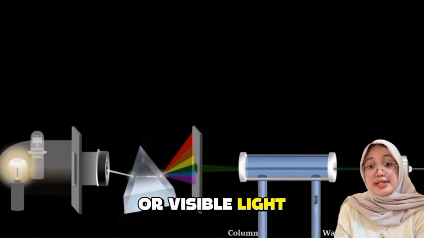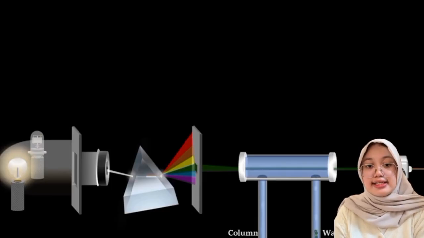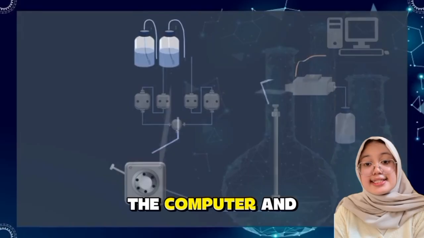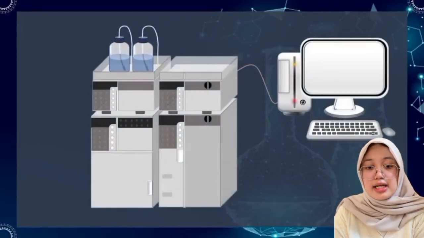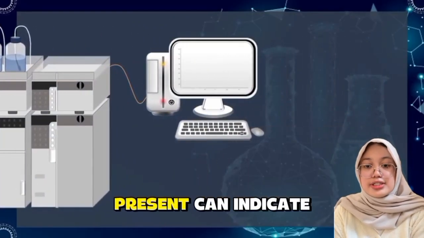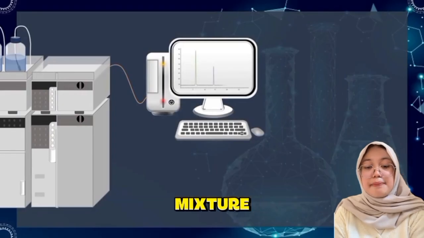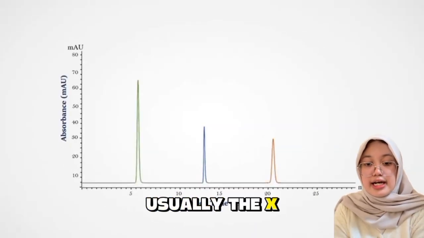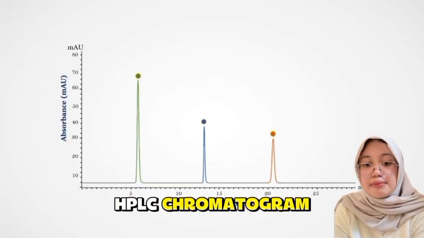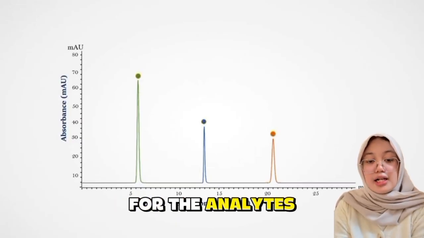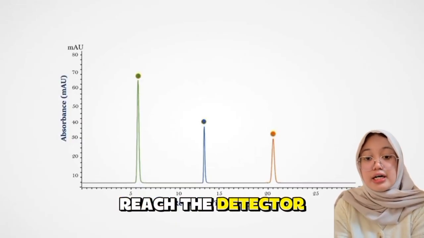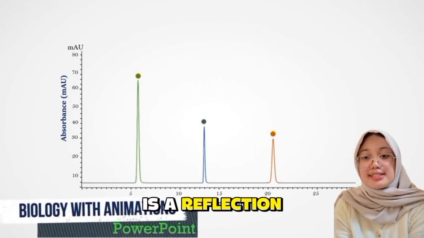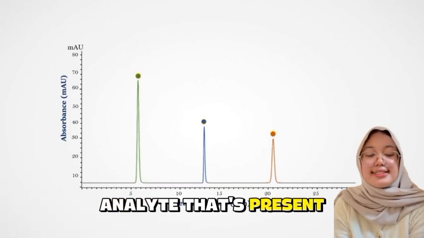The manner in which the final data is displayed is based on the computer and software. The number of peaks present can indicate how many compounds are in the mixture. Usually, the x-axis of the HPLC chromatogram shows the time taken for the analytes to pass through the column and reach the detector. Typically, the y-axis of the peak is a reflection of the amount of a specific analyte that is present.